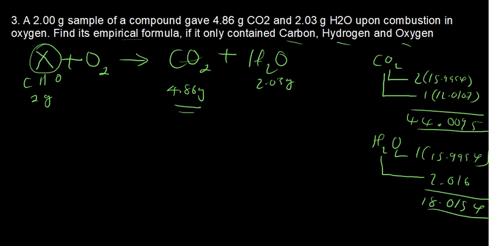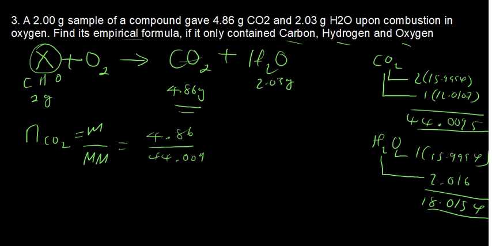Okay. Now I want to find how much carbon is in carbon dioxide. Alright. So I need to first determine the moles of carbon dioxide. So number of moles of carbon dioxide is the mass over molar mass. So the mass we've been given is 4.86. The molar mass of carbon dioxide we found is 44.0095. So that will give us 4.86 divided by 44.0095. So that is giving us 0.11043 moles.